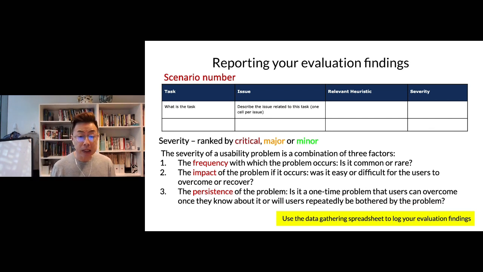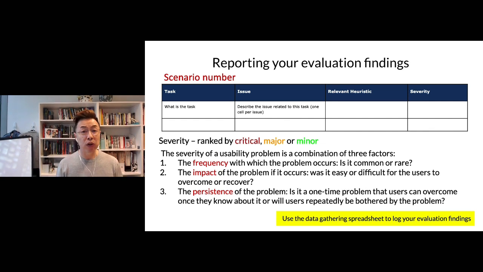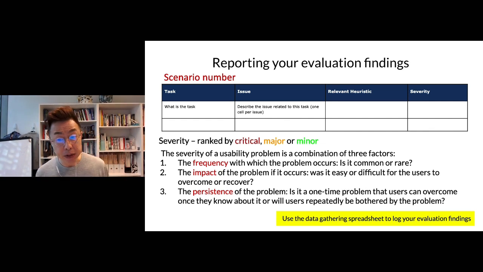Okay, and the persistence of the problem. Is it a one-time problem that users can overcome once they know about it, or will users repeatedly be bothered by the problem? So if it keeps popping up and keeps lingering in your prototype, then it's also a critical problem that you need to fix.